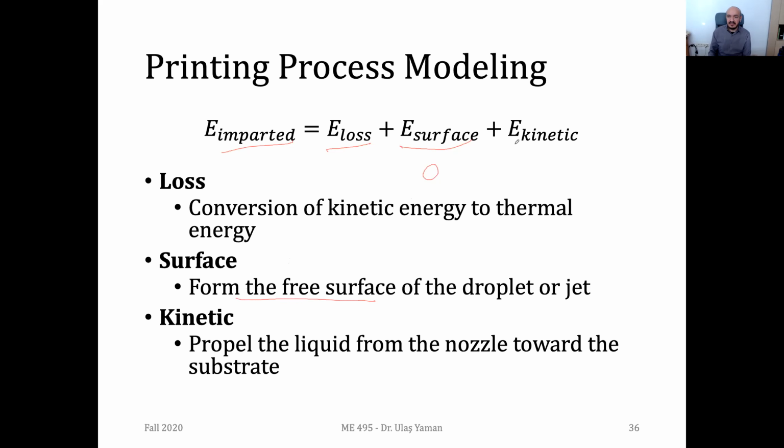So we need to spend some energy to form these free surfaces. Another thing, since we are jetting it, it should have some speed. It will need to collide with the previous layer or the substrate. So that's why we need to apply some energy for the kinetic energy of these drops. So if you apply all these energies, then you can simply generate the drops.